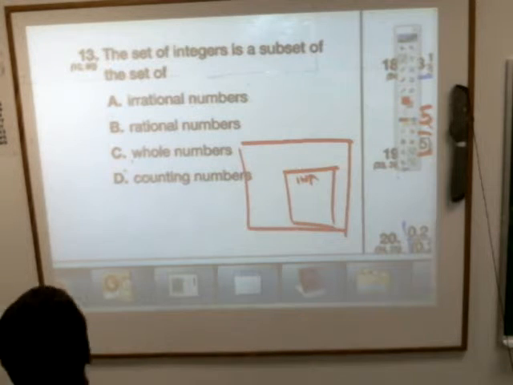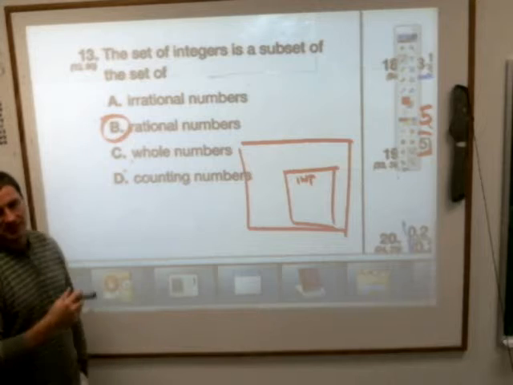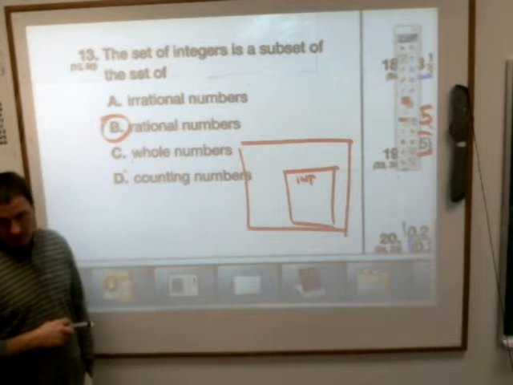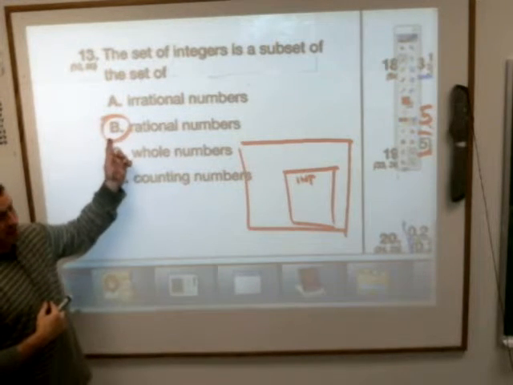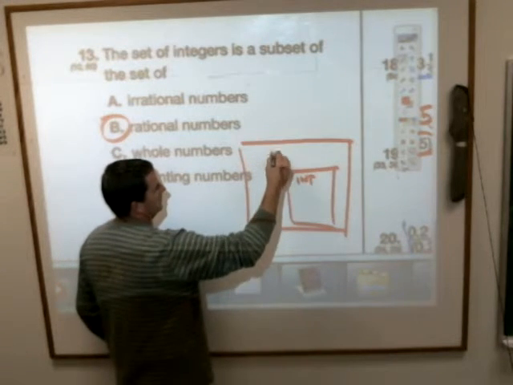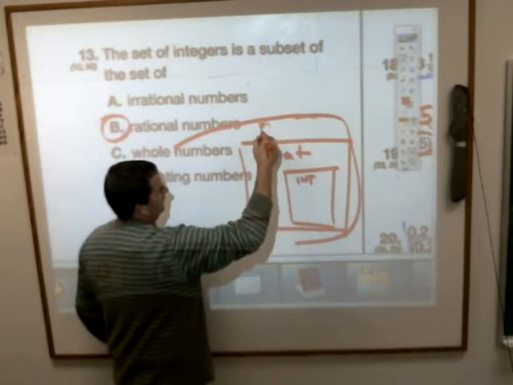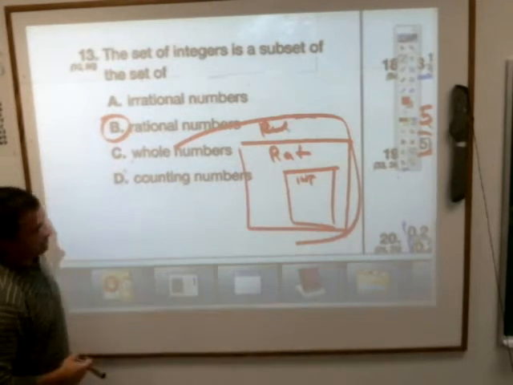So it's going to be rational. The next one up, well, it doesn't matter. Real isn't on there, so that's not my choice. So this is the only one that it actually has on there. Integers is a subset of the rational numbers. Rational numbers are a subset of the real numbers. It's a smaller part of it.